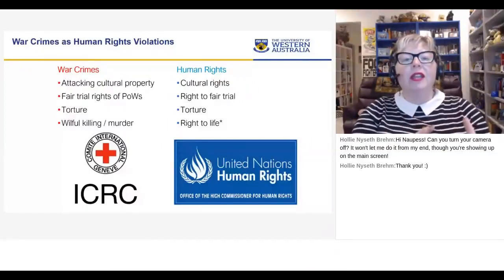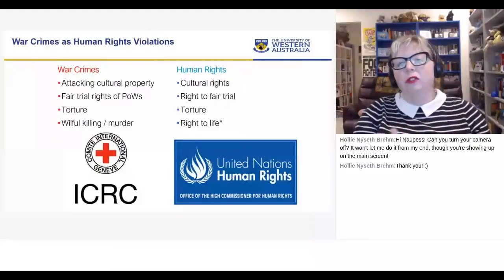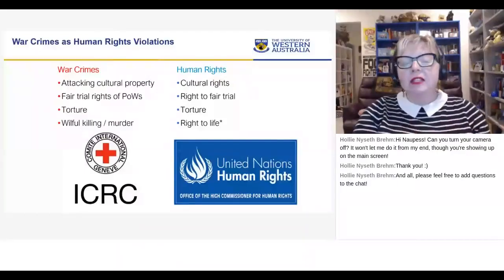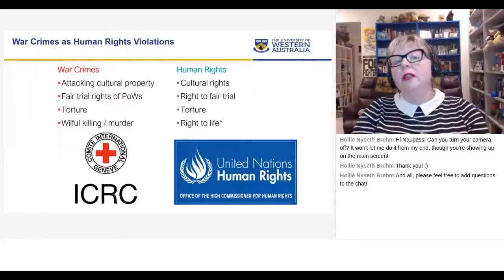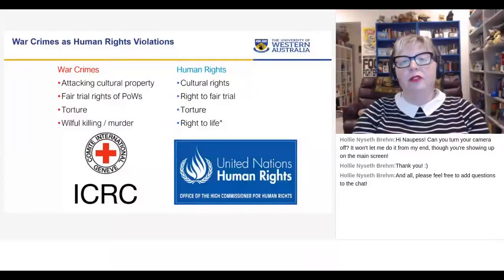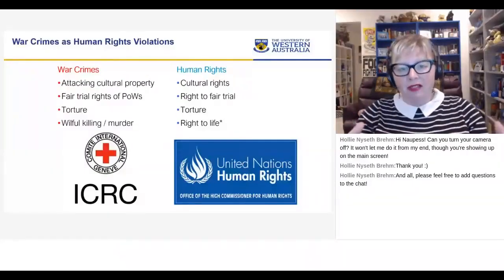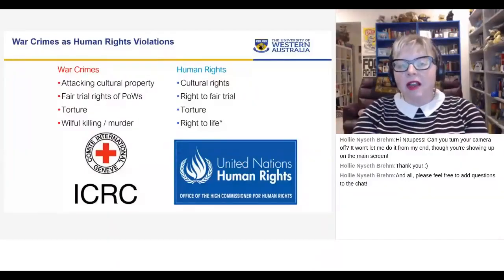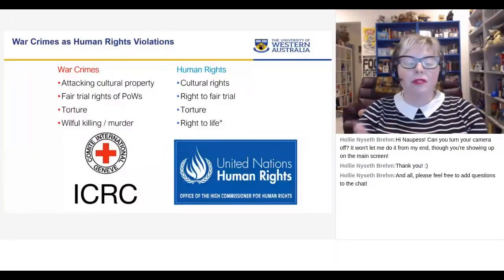And this means that IHL will override any general law that exists at the time of armed conflict. The International Court of Justice has held that human rights protections do not cease in times of war, and that these protections apply extraterritorially, meaning they apply outside the state's territory. But that said, states are actually permitted to derogate from some human rights in an emergency, and of course, armed conflict certainly counts as an emergency.